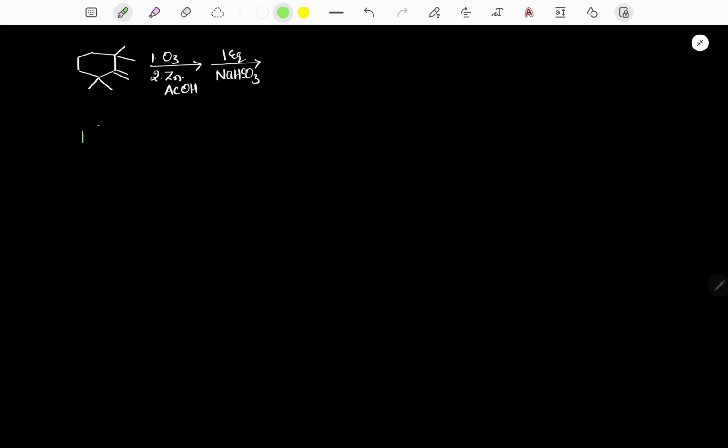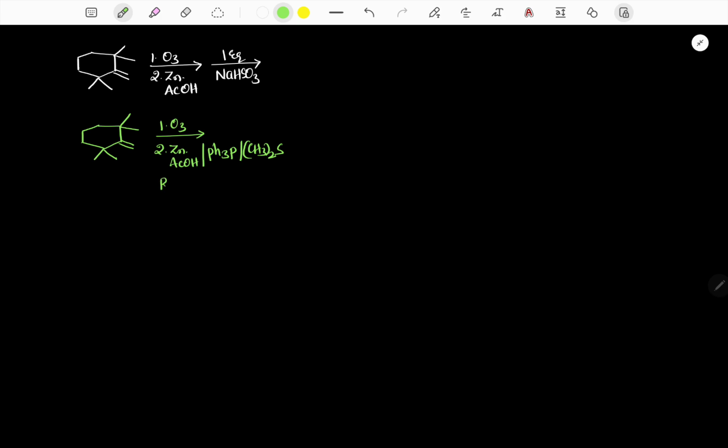The reactant has an alkene functional group treated with ozone, followed by zinc and acetic acid. Not only zinc, we can also use triphenylphosphine. We can also use dimethyl sulfide.